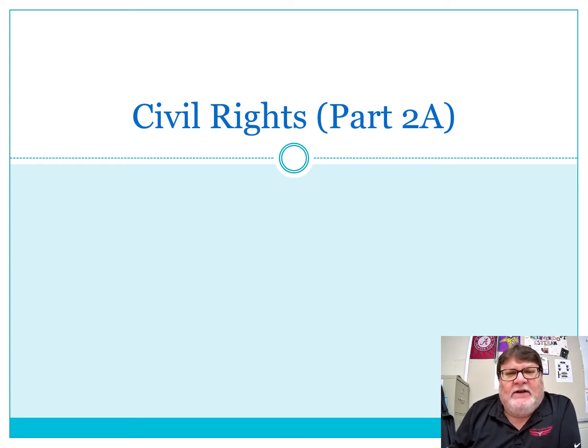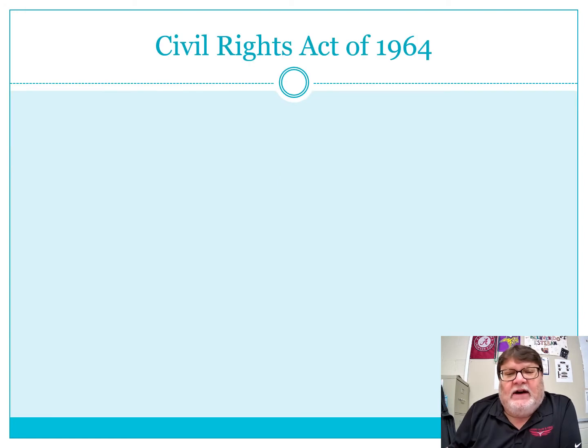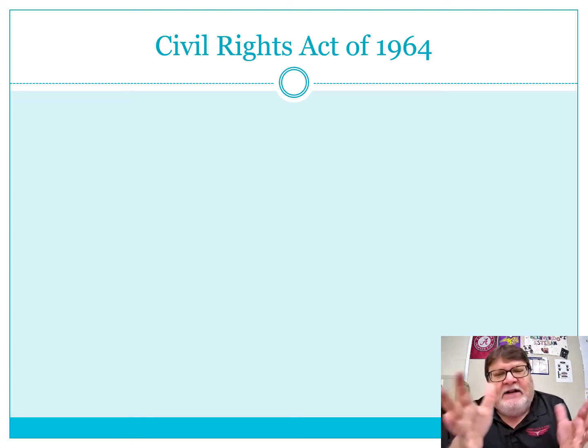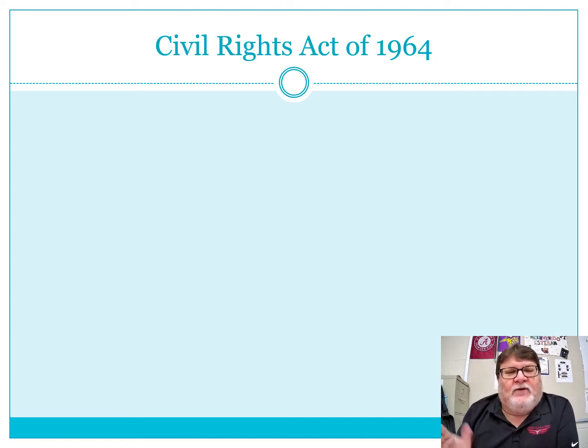All right, so we left off last time with the idea of what civil rights were and sort of how the idea works. Well, we're going to talk a little bit about the Civil Rights Act of 1964, and a couple of things that are really important about it. You need to know what the Civil Rights Act of 64 did, and these are the major things.